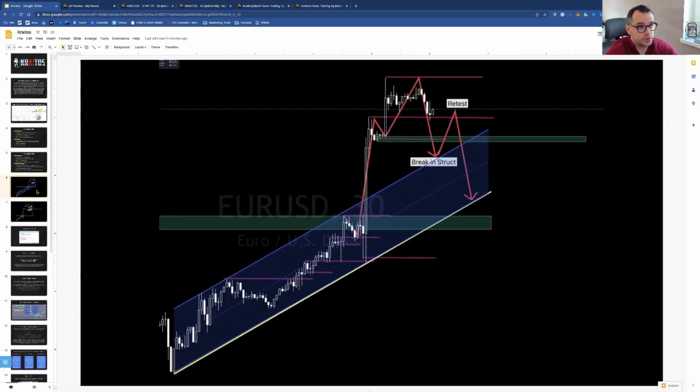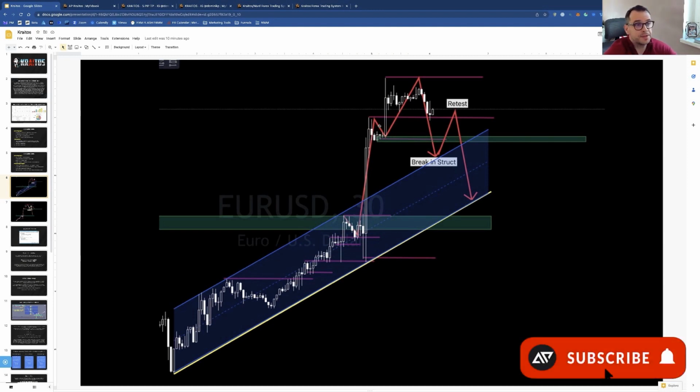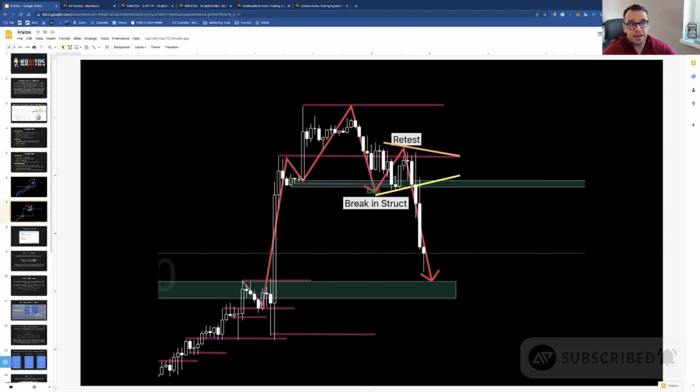We also have an example here in the slides. Study these examples, because these situations always happen in the market. You see here when Euro USD went against us, a big spike to the upside of 120 pips. Indeed, we didn't take a trade, but when the market reversed and we had a break of structure and the retest, then we took the trade. This is a prime example.